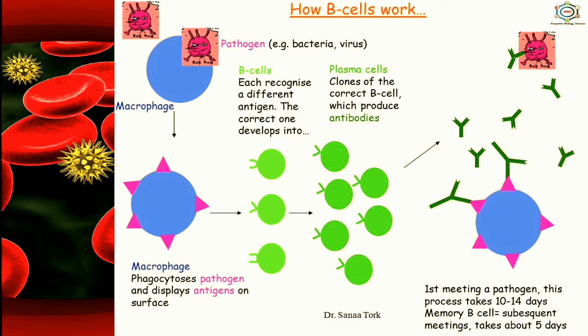Now, the question is how a B cell works. In case of pathogens, B cells are of two types, plasma B cells and memory B cells. When antibodies on a B cell surface bind antigen, the B cell is activated and divides, producing a clone of daughter B cells. The daughter cells specialize into plasma B cells and memory B cells. B cells each recognize a different antigen. The correct one develops into plasma cells, a clone of the correct B cells, which produce antibodies. On first meeting a pathogen, this process takes 10 to 14 days, and on subsequent meetings, through memory B cells, it takes about 5 days. So this is how a B cell works.